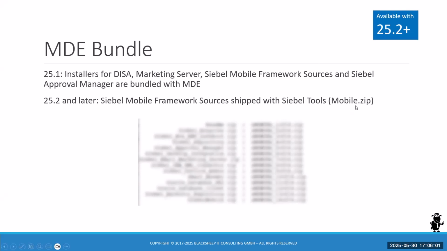And there is also the mobile source code for the mobile framework, the React Native source code. If you want to customize your container app for Siebel mobile applications, that is now shipped with Siebel Tools, so in 25.2 and later. If you look into your Siebel Tools folder, you find a mobile zip, which is the code for developers. It makes sense to put that in Siebel Tools, I guess.